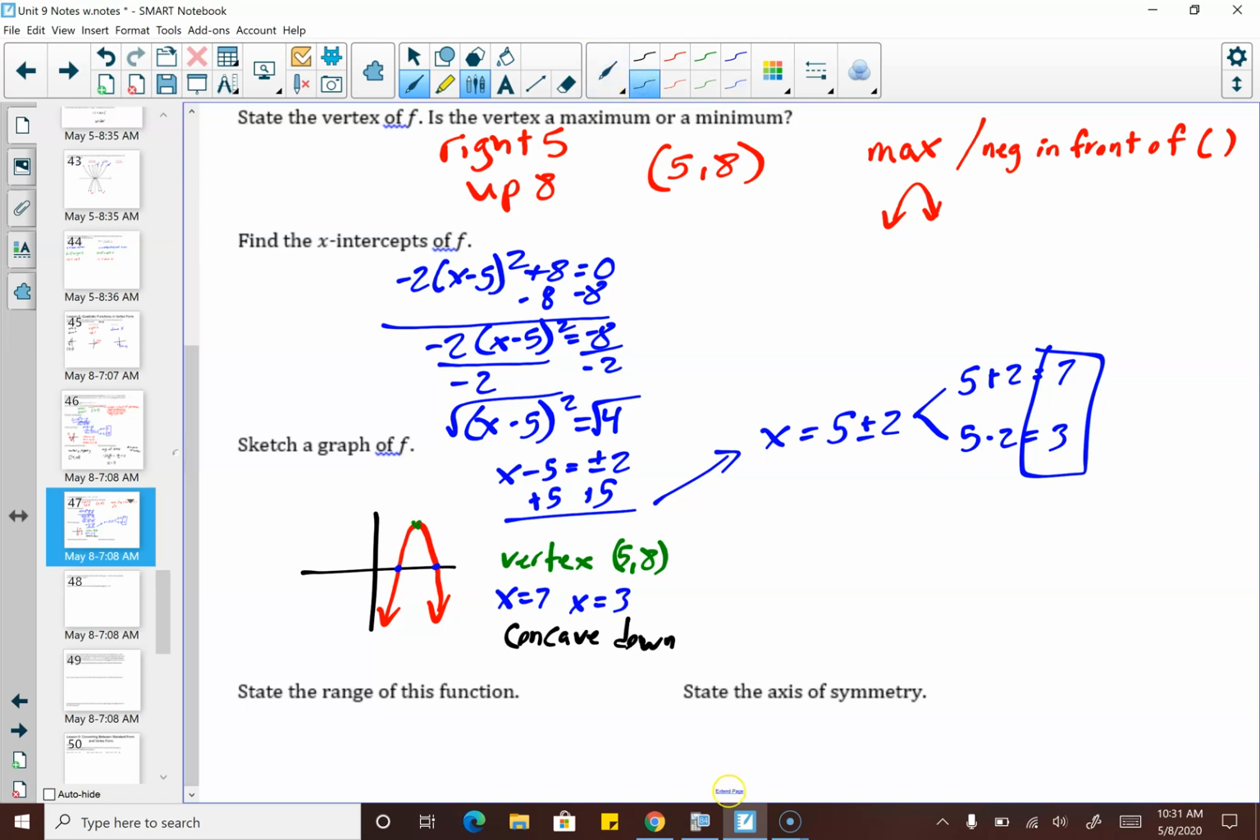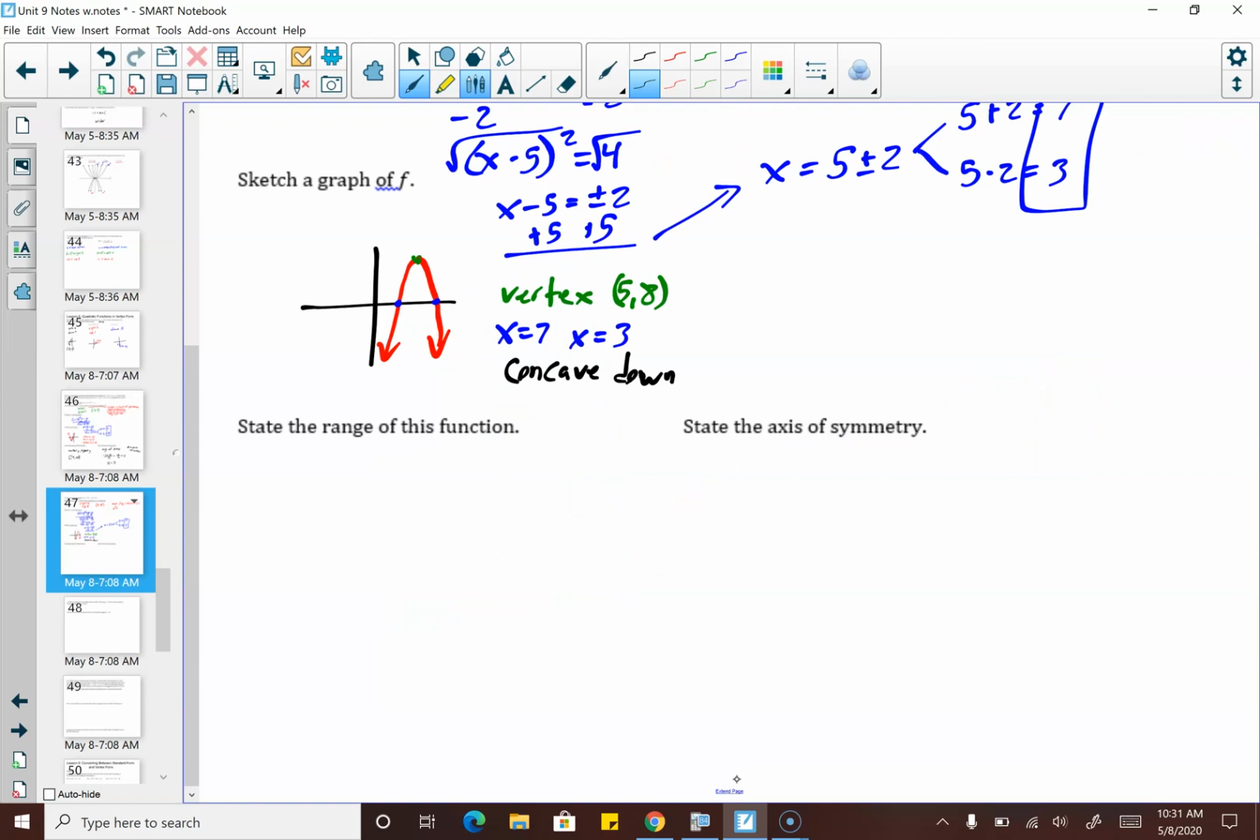If we want to state the range, in this case our arrows are pointing down. So the smallest y value is going to be -infinity, because those arrows are pointing all the way down. The highest y value here is going to be 8, and that's going to get a square bracket. So we have open parenthesis, -infinity, because the arrows point down, comma 8, close bracket, because 8 is included in this piece.